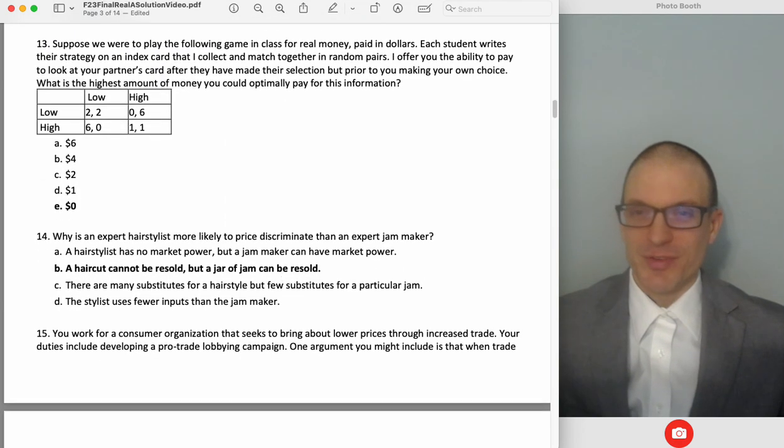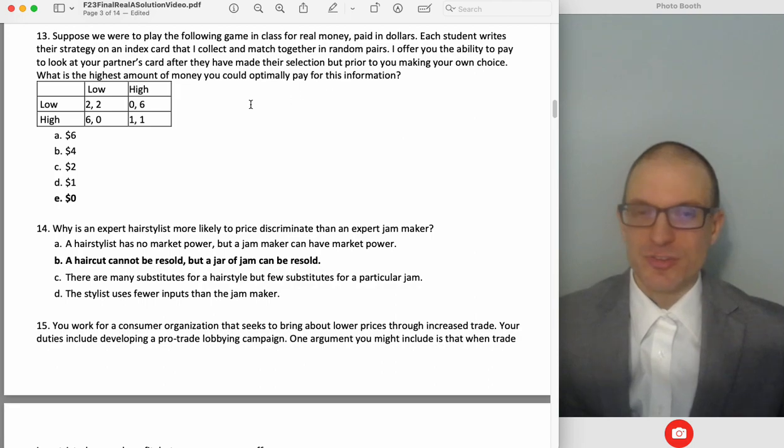Suppose we were to play the following game in class for money, paid in real dollars. Each student writes their strategy on an index card. I collect and match in random pairs. I offer you the ability to pay to look at your partner's card after they've made their selection. Prior to making your own choice, what's the highest amount of money you could optimally pay for this information? In the last week of class, we did this. We gave this away. The answer is 0. You shouldn't pay anything for it.